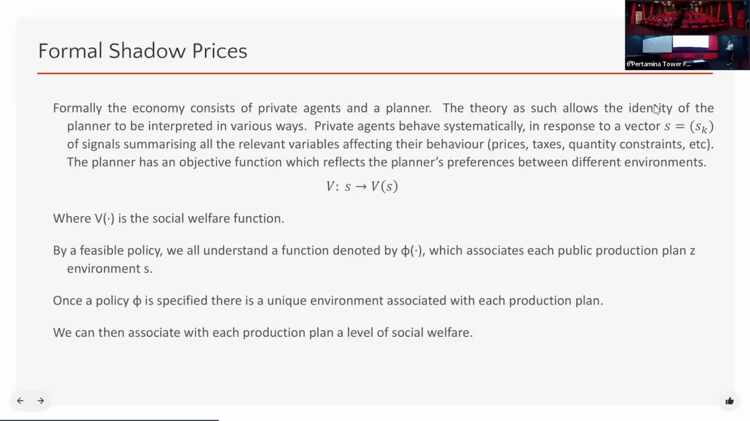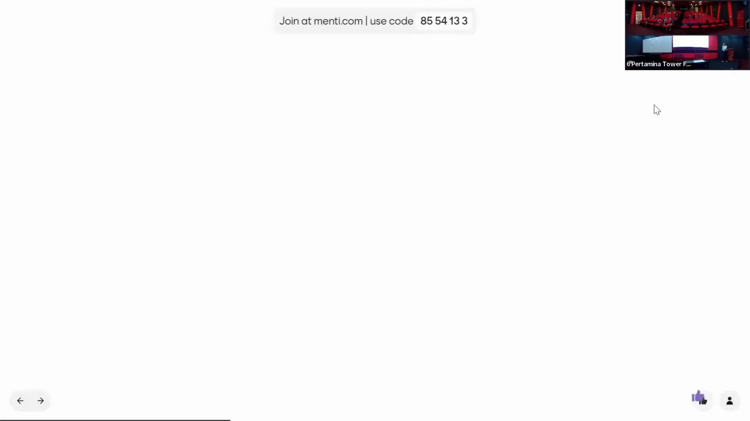What all the agents do. And the plan is set, okay? Once a policy phi is specified, there is a unique environment associated with each plan. So if I decide on phi being hospital, there is going to be a unique environment for that. Or if I decide to build a jail, there's going to be a particular plan for the jail and so on. So we can associate with each production plan a level of social welfare.